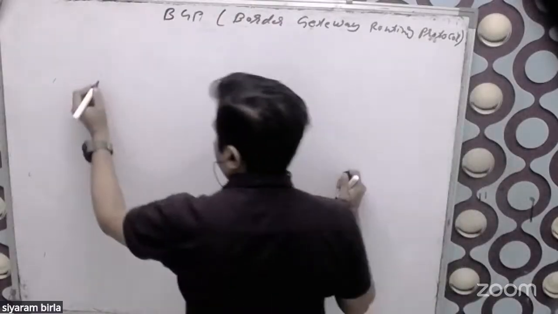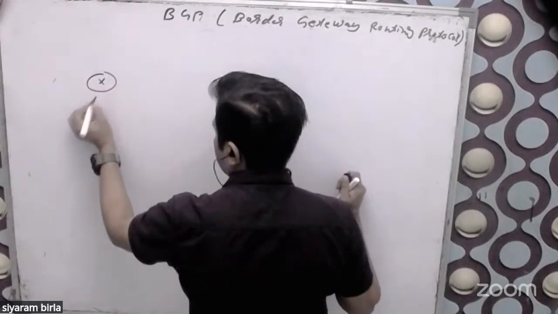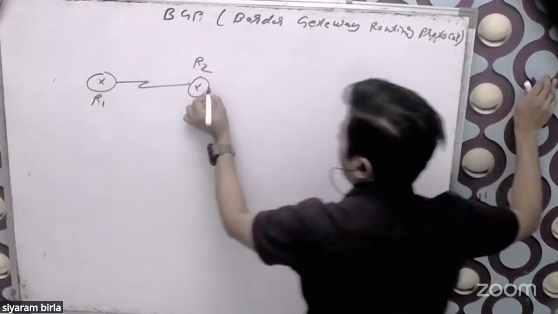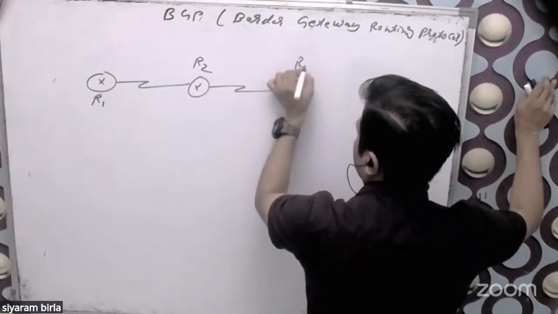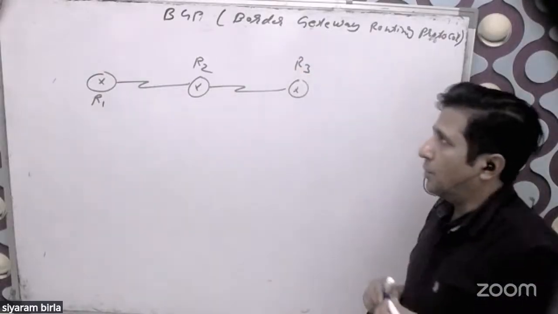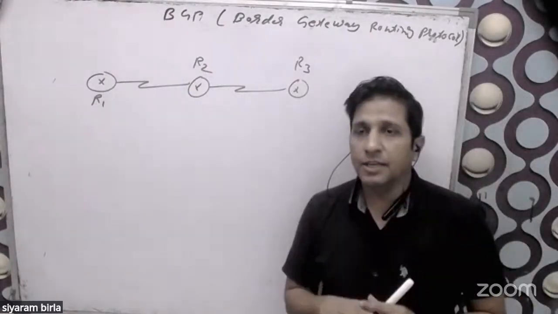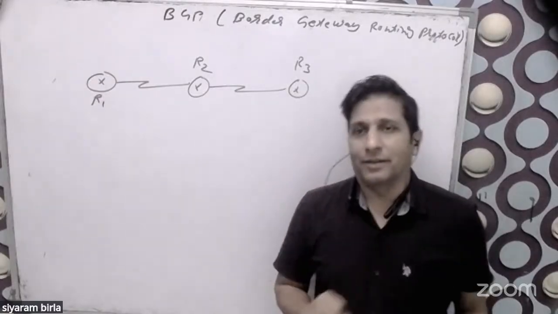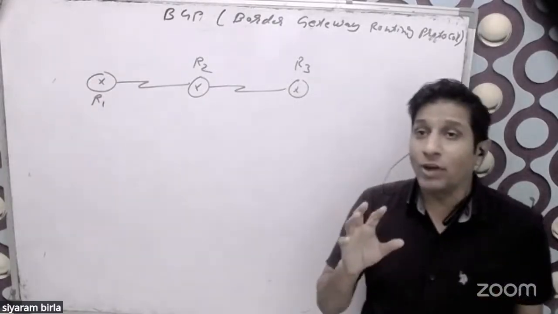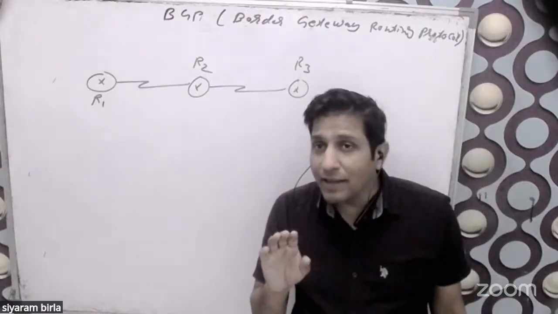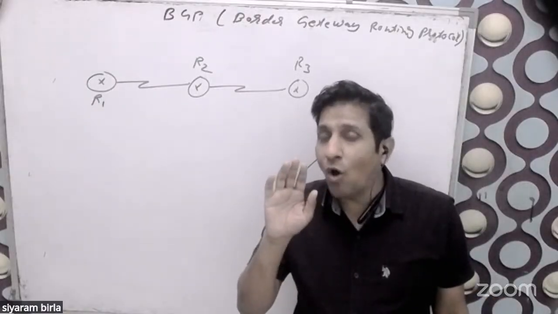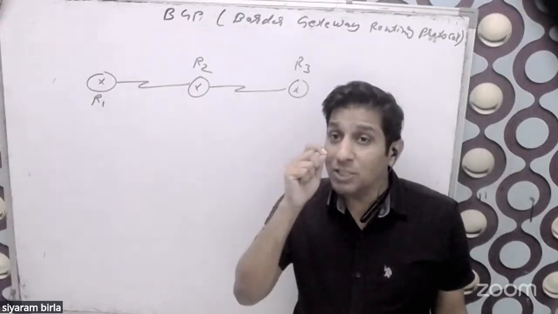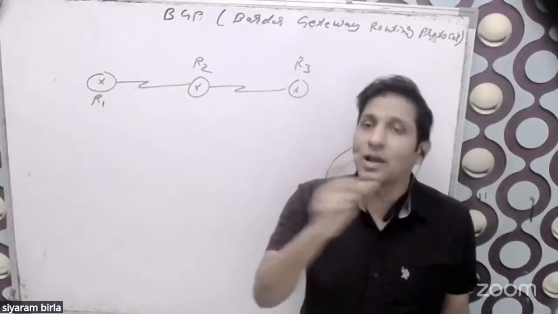So let me draw the diagram. This is R1. It is connected to R2, and R2 is connected to R3. The BGP definition is that BGP sends routing update packets non-periodically to BGP speakers by unicasting.